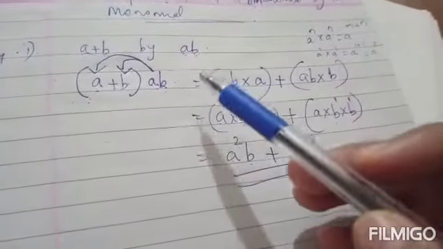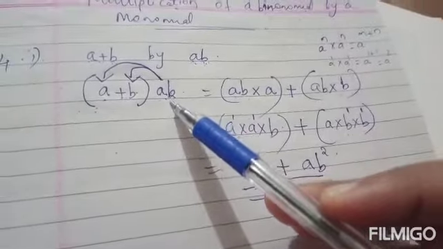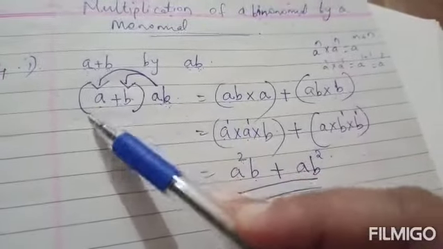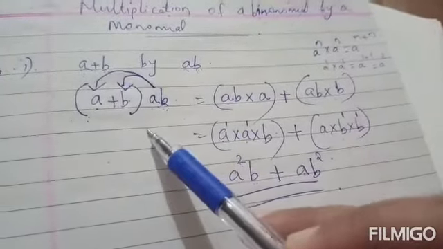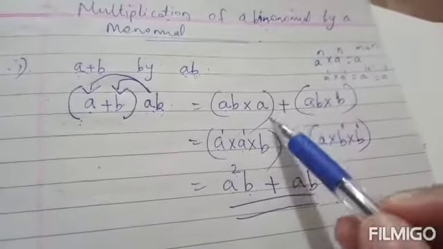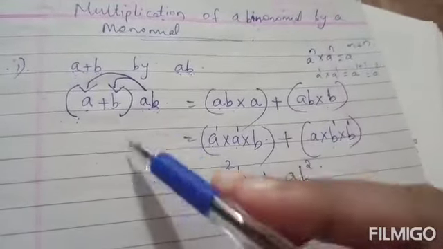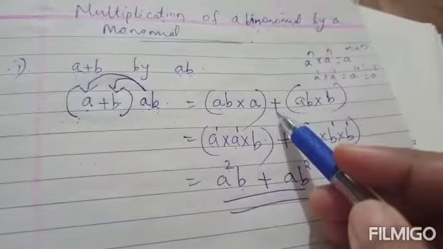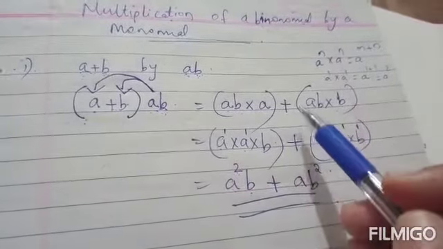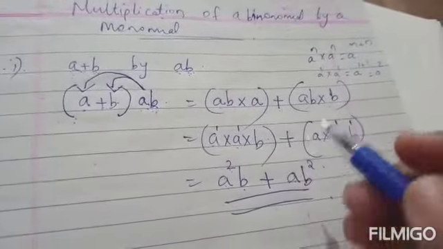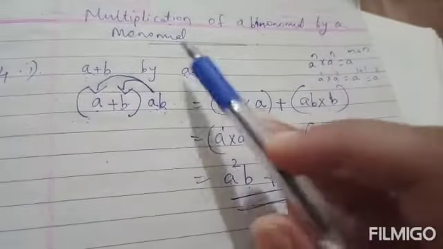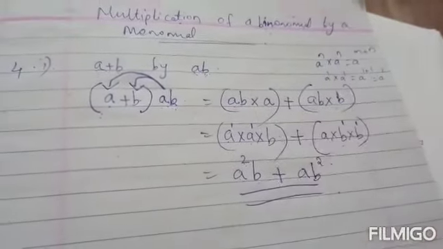So we need to multiply the given monomial by all the terms of the binomial. Now we need to add that also. Since it is plus sign here, we need to add. If it is minus sign, we need to subtract it. In this way we can do the multiplication of a binomial by a monomial.